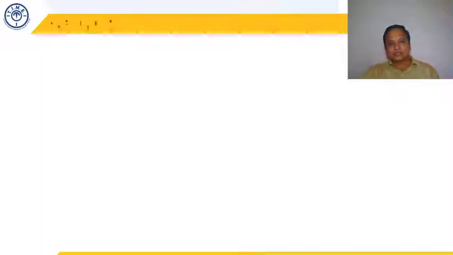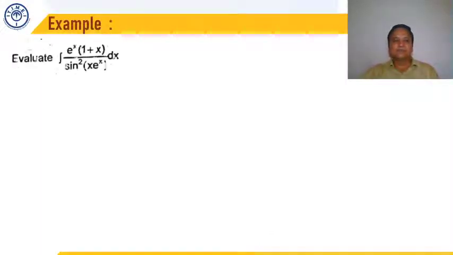Now let's demonstrate this with help of an example. It says you have to find the integration of e to the power x bracket 1 plus x upon sine square x e to the power x with respect to x, that is dx. Now we do not have a direct formula for this, but one thing is observed, that differentiation of x e to the power x is present in the numerator. So we assume let x e to the power x is equal to t.